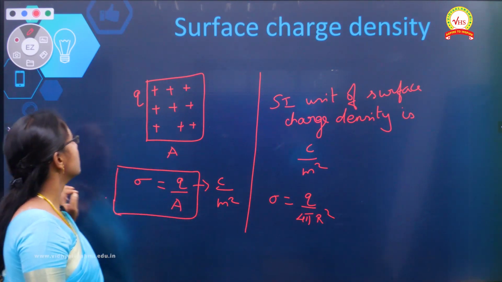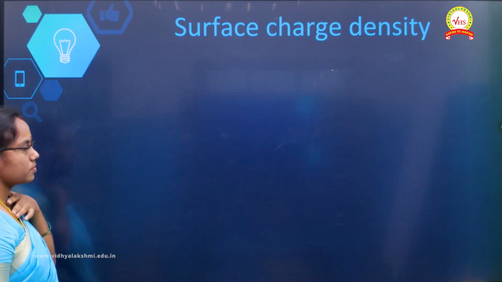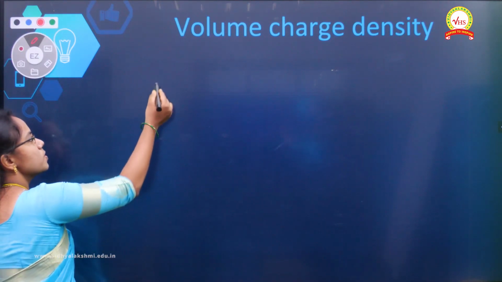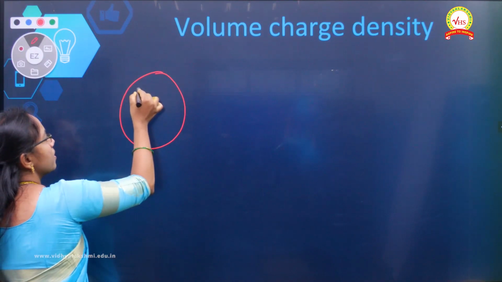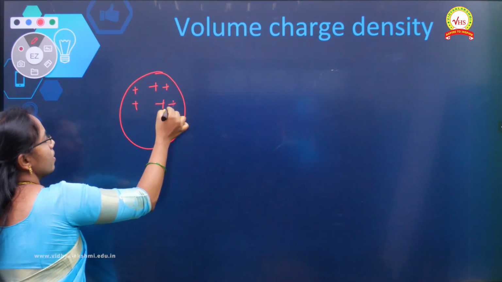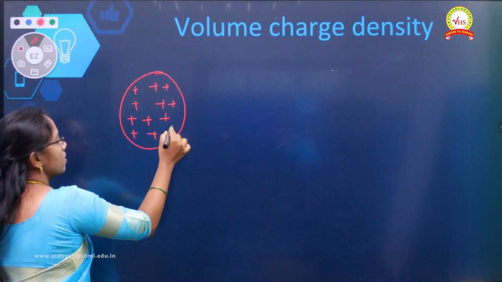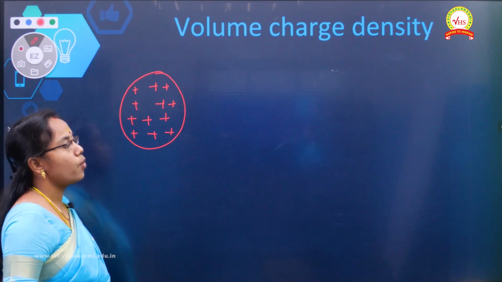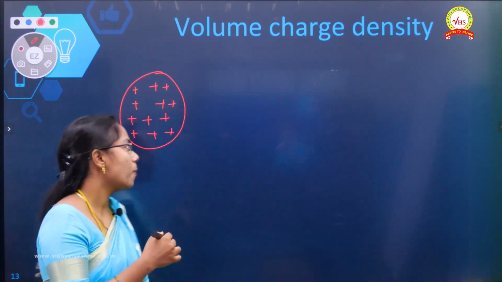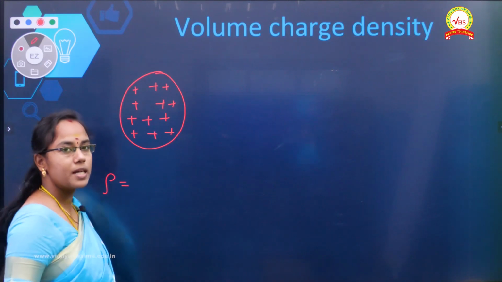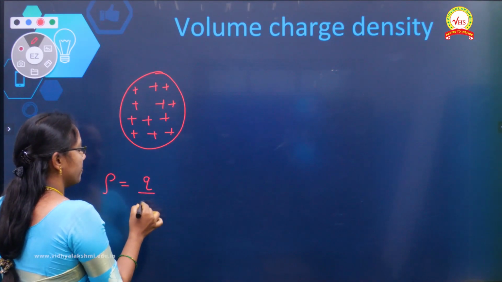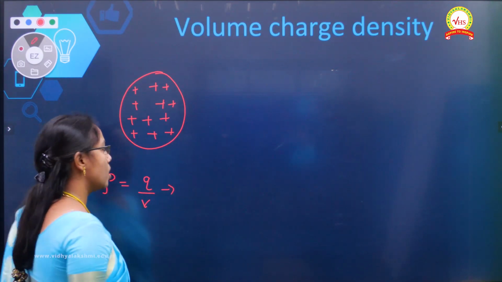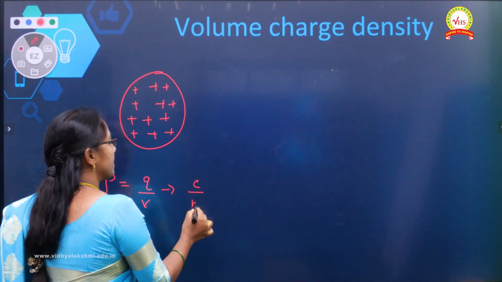The next thing that we are going to learn is volume charge density. You have a sphere, and throughout its volume charge is located. Then volume charge density is usually represented by the symbol rho. Rho represents the volume charge density. So it is Q by V, where V represents the volume. What will be the SI unit of volume charge density? It will be coulomb per meter cube.